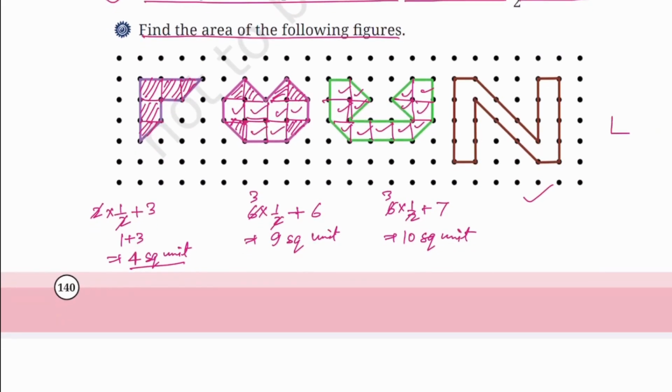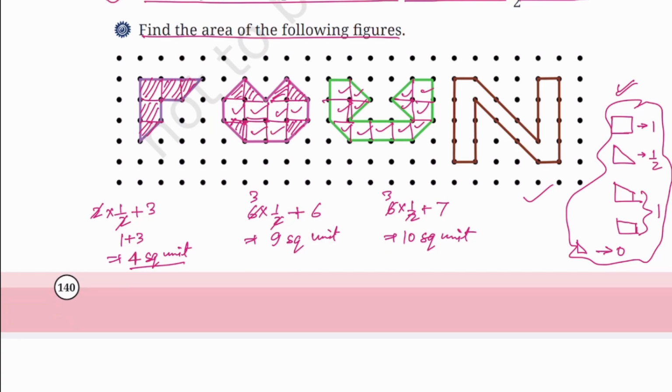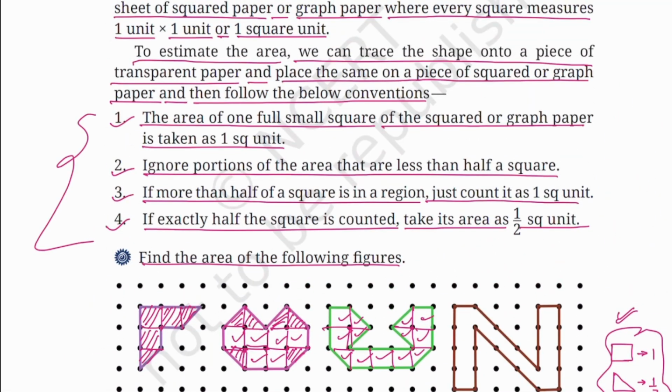Please note that 1 complete means 1 square unit, half means half square unit. It should be exactly half. If it is more than half, like this or like this, it should be taken as 1 square unit. If it is less than half units, like this, then it should be taken 0 square units. This has been mentioned here.